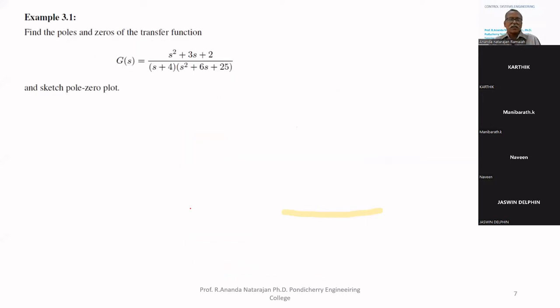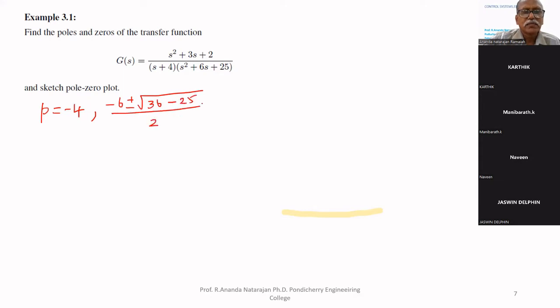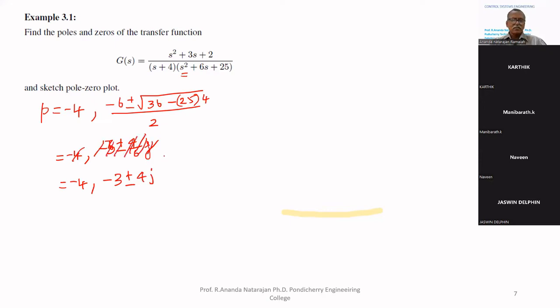Find the poles and zeros of the transfer function and plot them on an S plane. Find the poles. Poles are -4, one pole. Then another pole is -6 plus or minus square root of b squared minus 4AC, divided by 2A, which gives -3 plus or minus 4j.